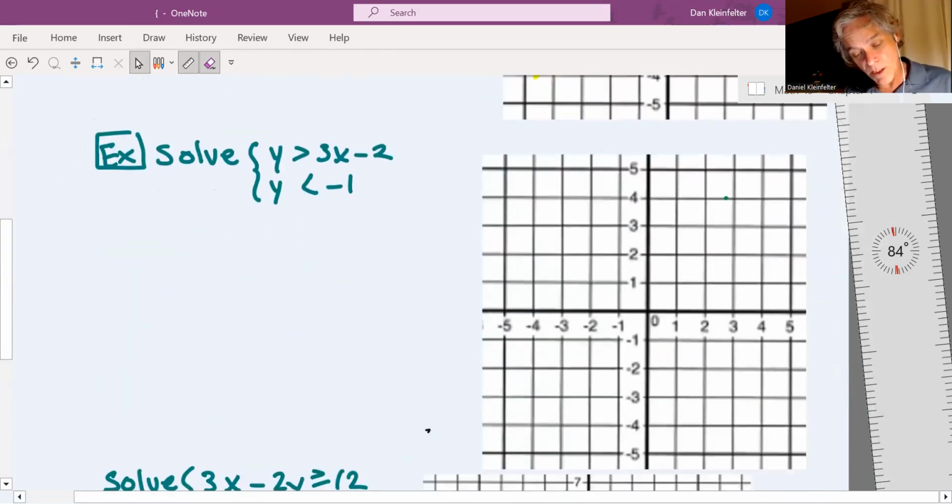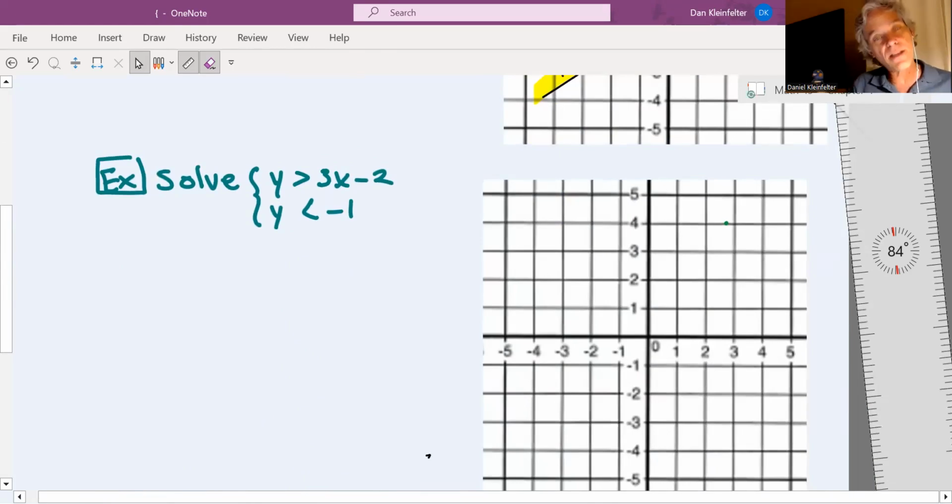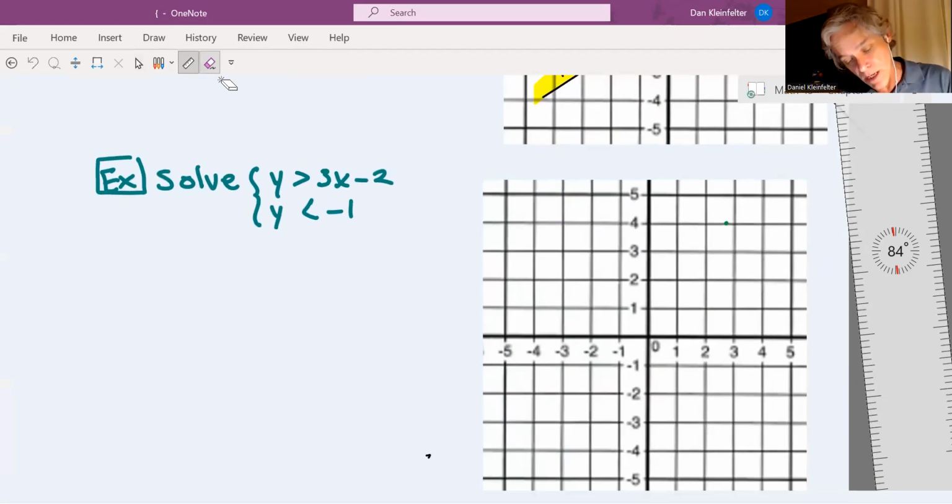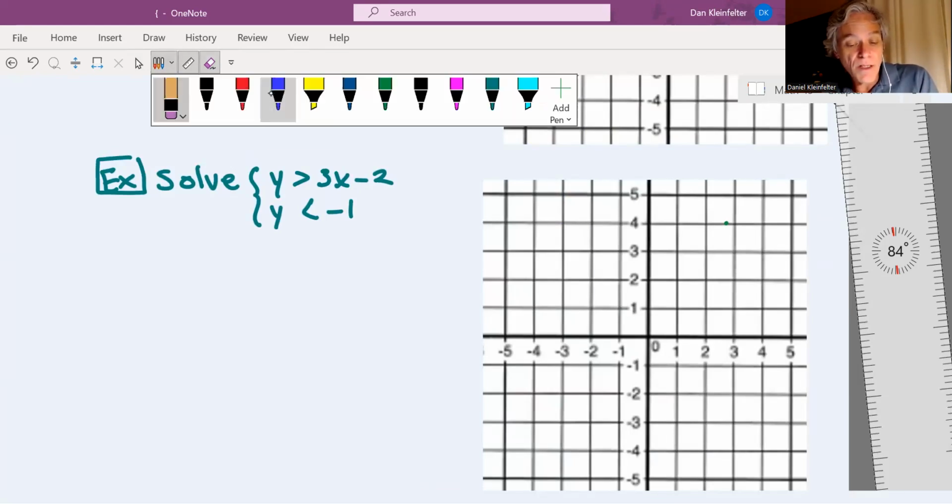Okay, here's another one to try. Here we have y is greater than 3x minus 2 and y is less than -1. Take a minute, pause the video, try this one yourself, and restart the video and see how you did.